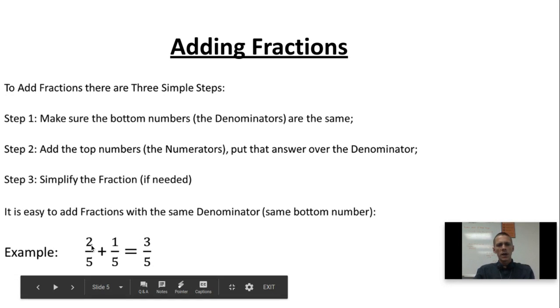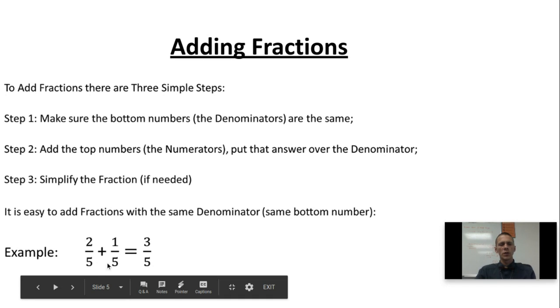So if you take a look at the bottom, you notice we have 2/5 plus 1/5. Now, in order to add these together, the bottoms have to be the same. So if you take a look, your denominators are the same. So all you need to do is add the tops. So 2 plus 1 is 3. And now you just keep your denominator the same, so 3 over 5.